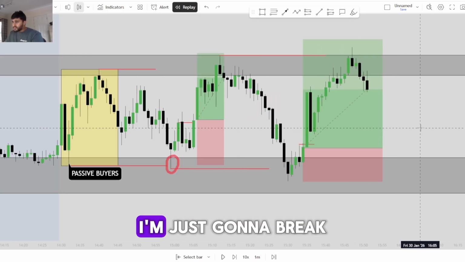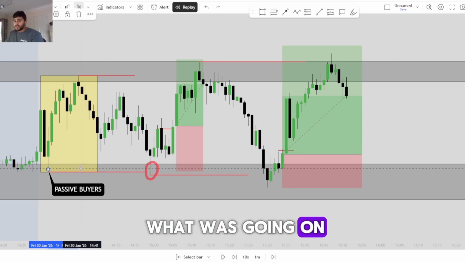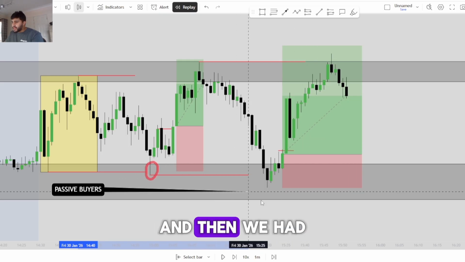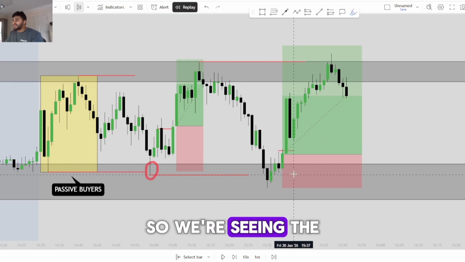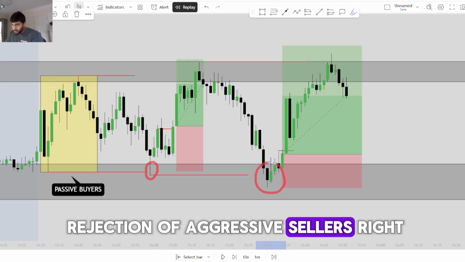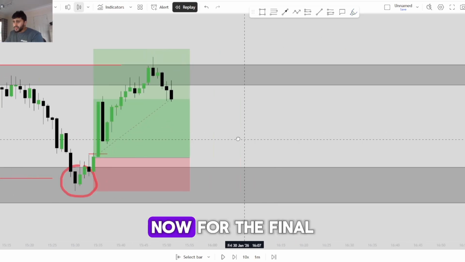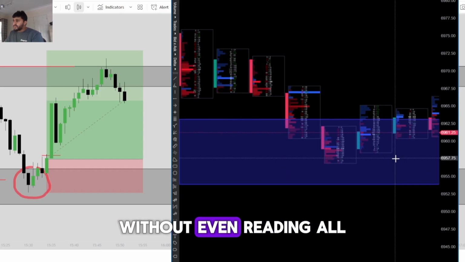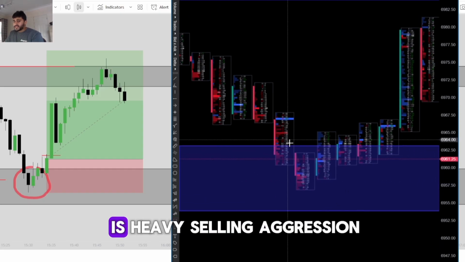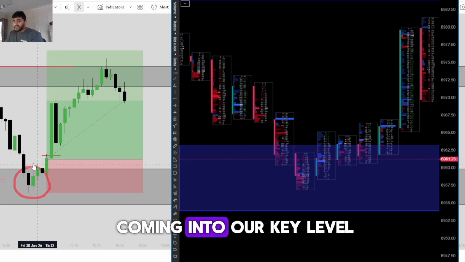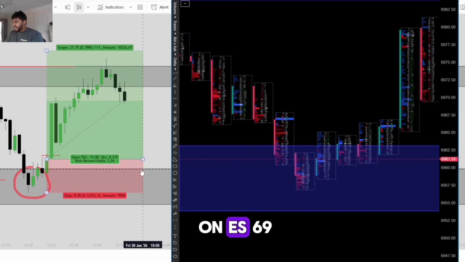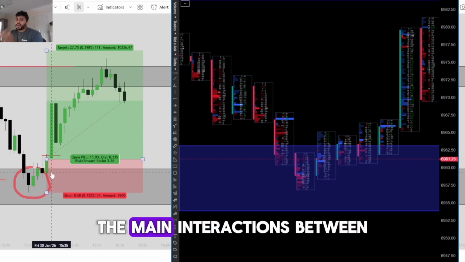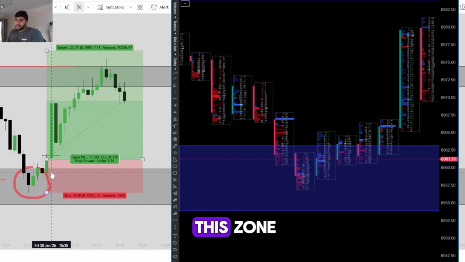Now, once again, I'm just going to break down the theory behind what was going on because it's the same theme. We had passive buyers here, we had passive buyers here, and then we had passive buyers over here. So we're seeing the rejection of aggressive sellers, right? That's what's going on. Now, for the final trade, just the long trade over here, breaking it down one more time, without even reading all the individual numbers, what we can see is heavy selling aggression coming into our key level. So this key level on ES, 69.63 to about 57.55 area. So you want to understand the main interactions between buyers and sellers in this zone.